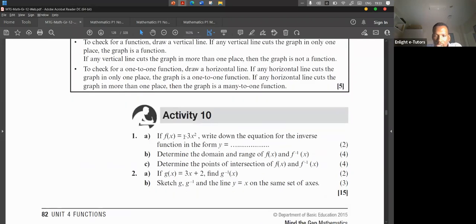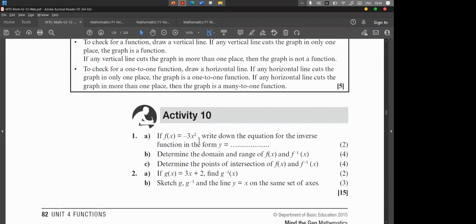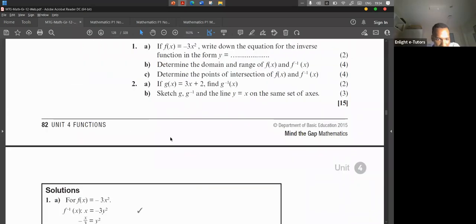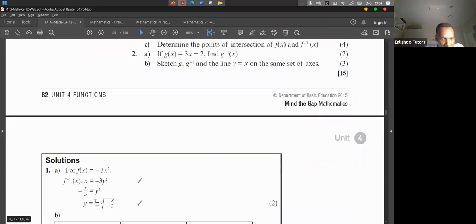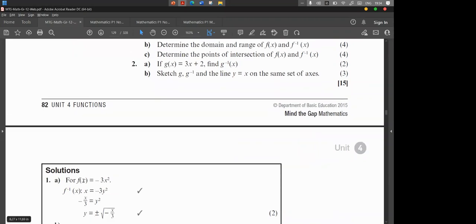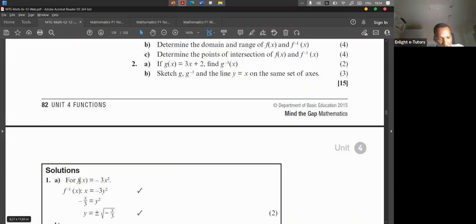They say if f(x) is equal to negative 3x squared, write down the equation for the inverse function in the form of y is equal to. You want to write it in the form of an inverse. If you inverse, this is how they write it. You just swap f(x) and x and y. The easier way. So if you're already given the equation, you just take this equation and swap x and y.